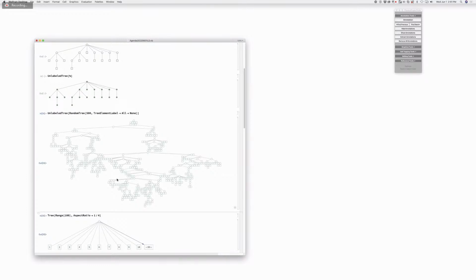So we don't have a way to extract annotation values from trees currently. You could convert this to a graph and pull the coordinates out of that. Okay.